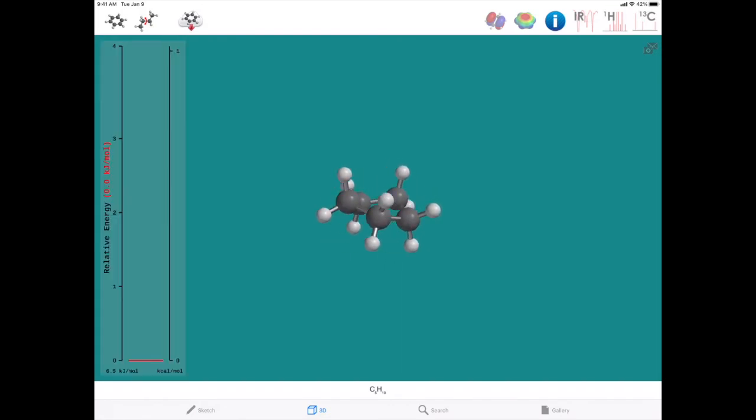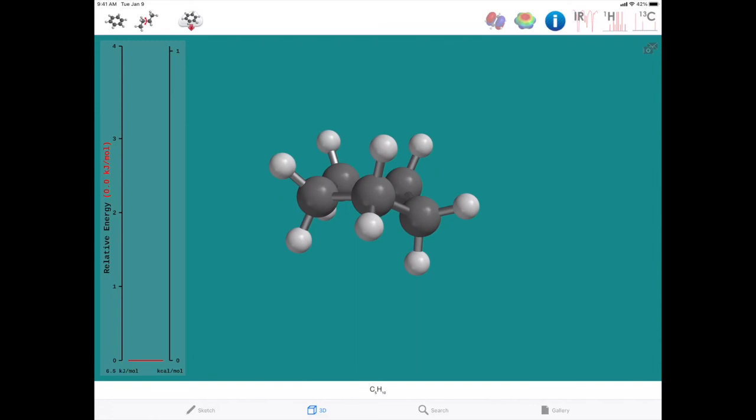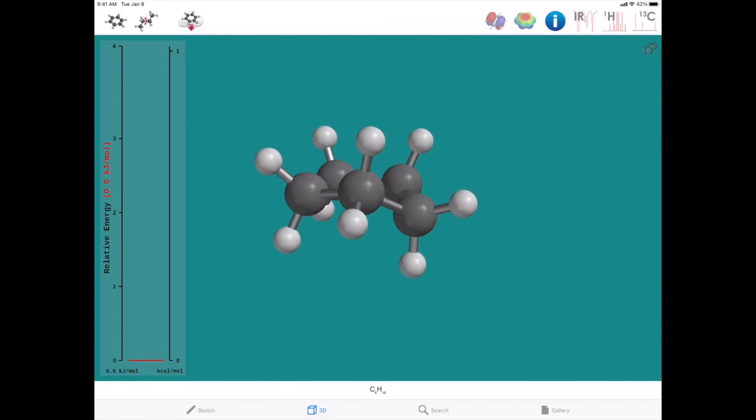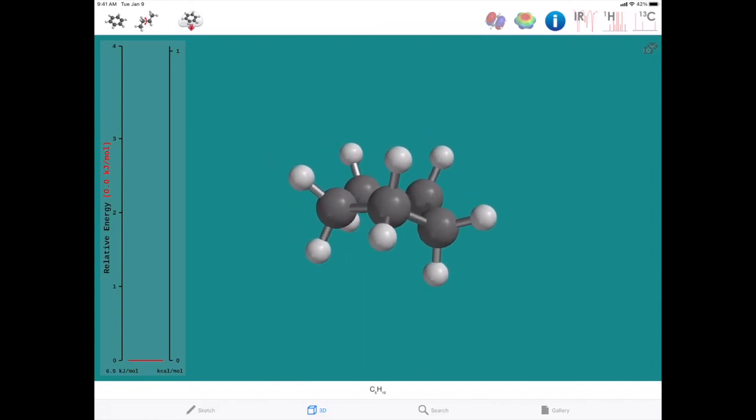But here is that puckered conformation in sort of the orientation that I drew it for you. You've got the 4 atoms that are sort of lined up, and then 1 that's sort of lower.